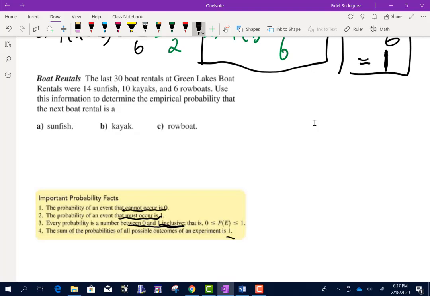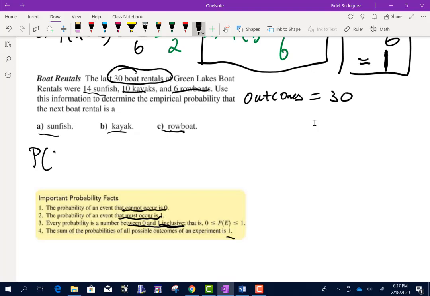All right. Let's take a look at this boat rental problem and see if we can figure it out. The last 30 boat rentals at Green Lakes Boat Rentals were 14 sunfish, 10 kayaks, and 6 rowboats. Use the information to determine the empirical probability that the next boat is a sunfish, kayak, and rowboat. Okay, so again, the number of outcomes that we have here is equal to 30 because it's talking about the last 30.